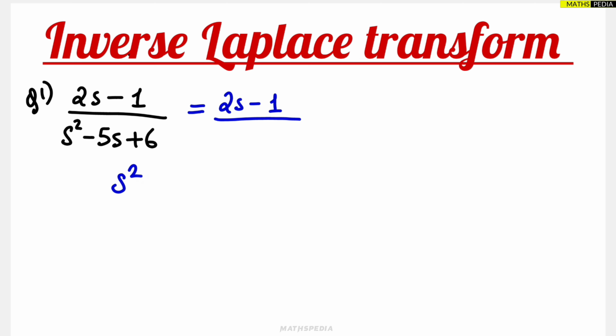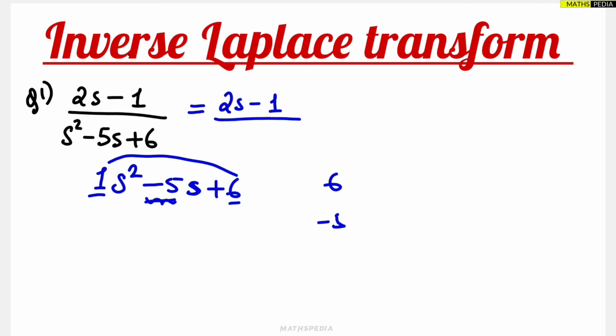Now the denominator is basically s² - 5s + 6. Here we can see that the middle term is -5, the coefficient of s² is 1, and the constant term is 6. So multiply these two and you get 6. The middle term is -5. While multiplying you should get +6, and while adding you should get -5. So for the factors, 1 into 6 is 6, 2 into 3 is 6, and no other factors are there. So I got 2 pairs.